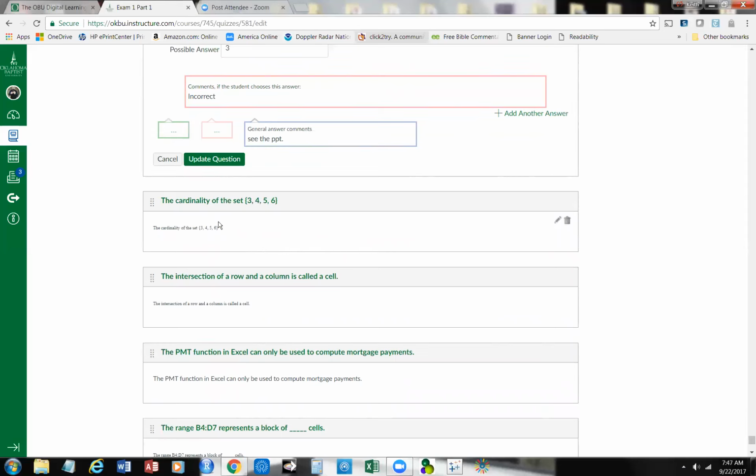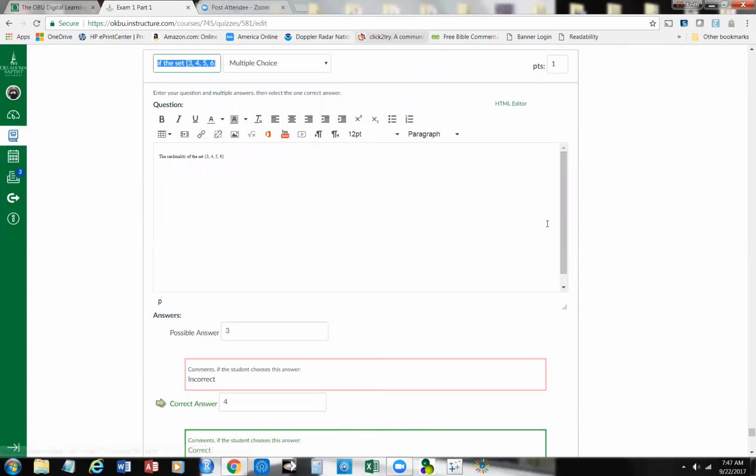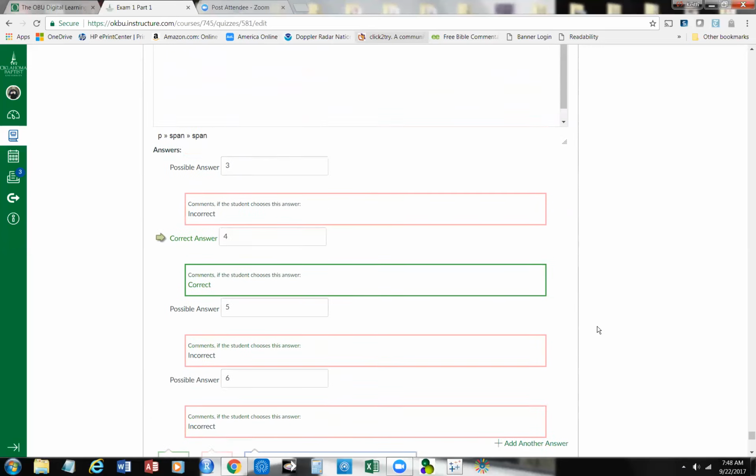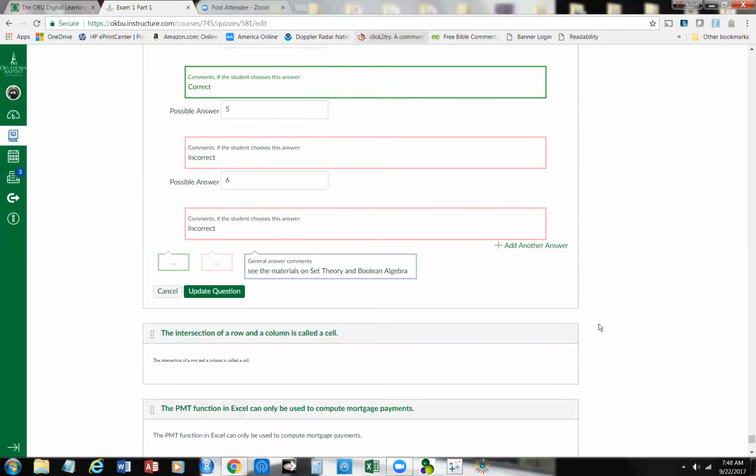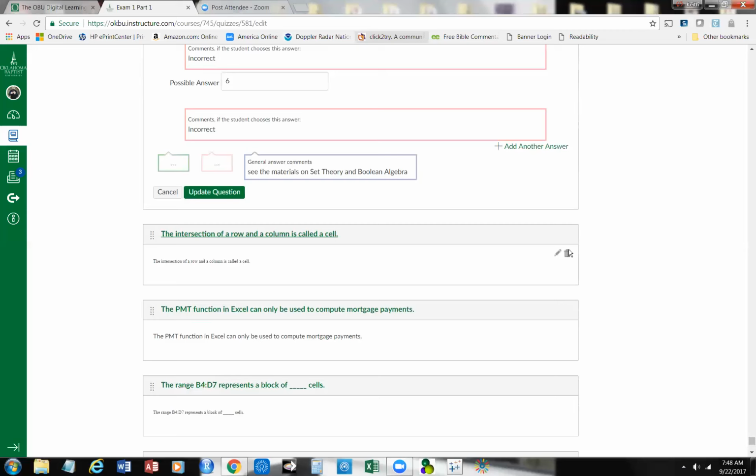Cardinality of the set 3, 4, 5, and 6. Let's look at that one. Looking at the cardinality. Cardinality of the set 3, 4, 5, and 6 is 4. Cardinality means how many are there in there? And there's 4 elements. And again, it's from the materials on set theory of Boolean algebra.